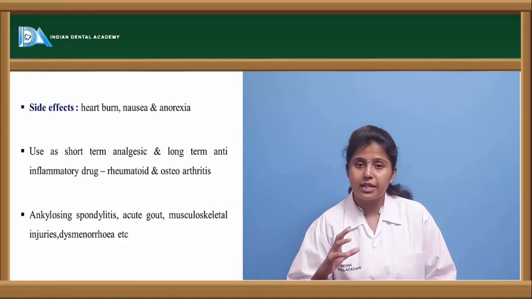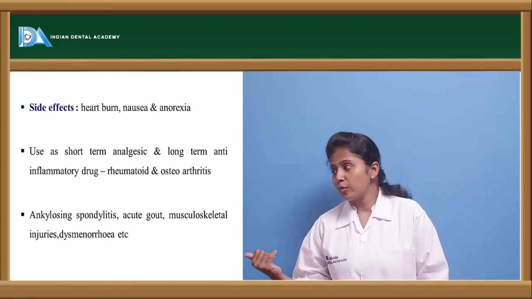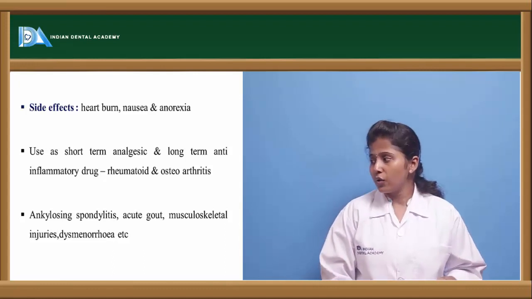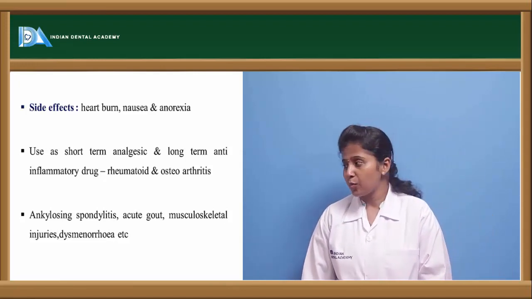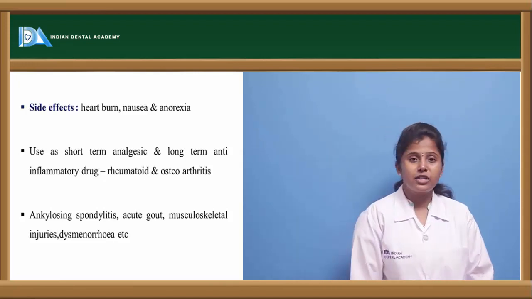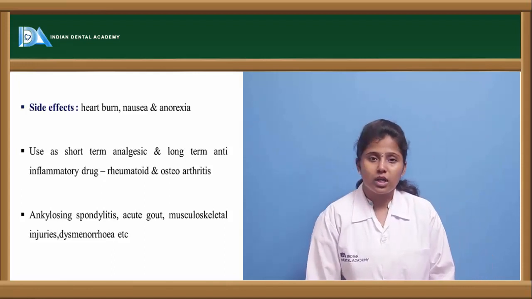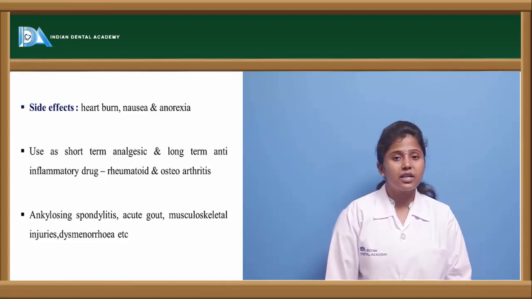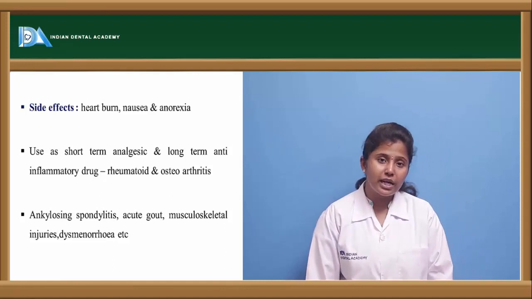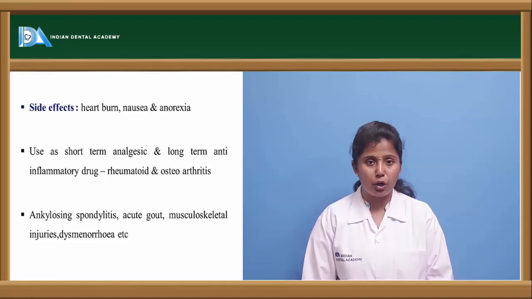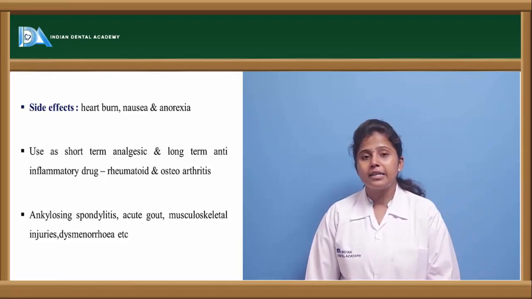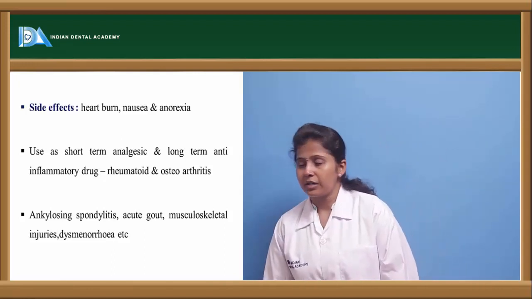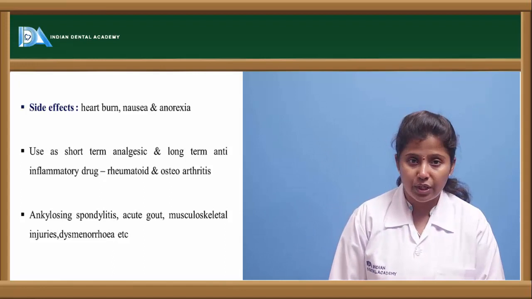If there is any need for analgesia for a short duration, this drug is mostly preferable, and it is also given in rheumatoid and osteoarthritis, ankylosing spondylitis, acute gout. So gout is a condition where there will be deposition of uric acid crystals at the synovial joints. So in acute gout it is given, and it is given in musculoskeletal injuries as well as dysmenorrhea.